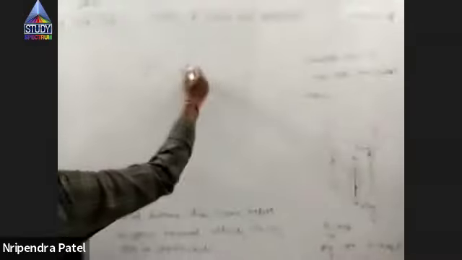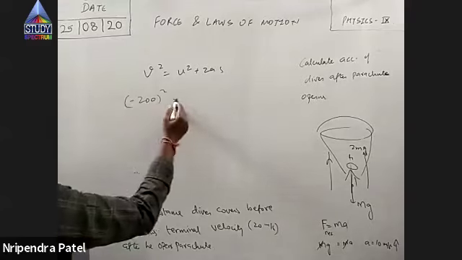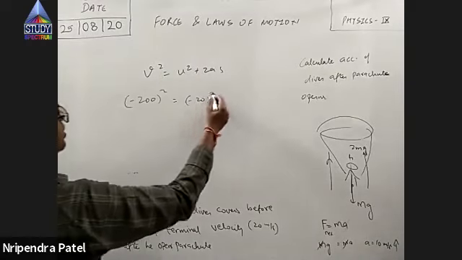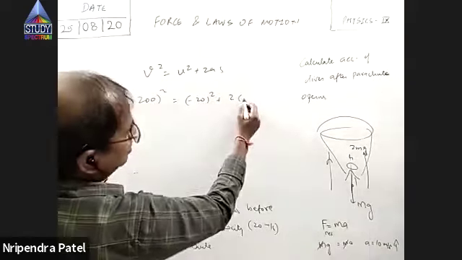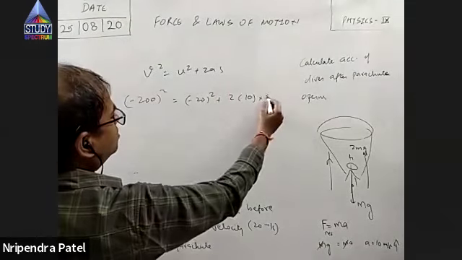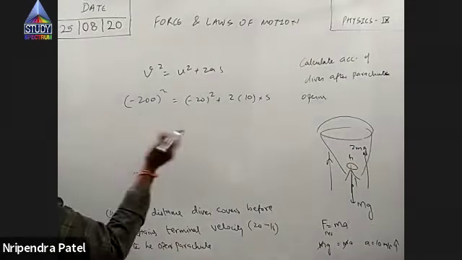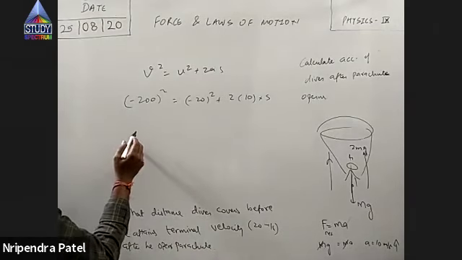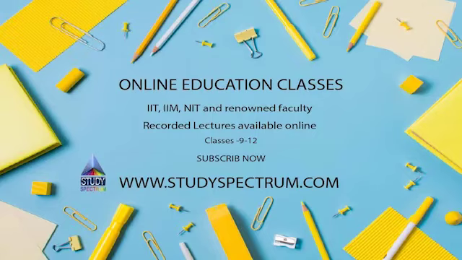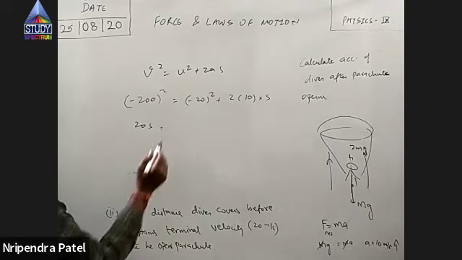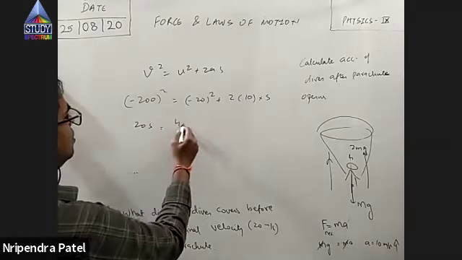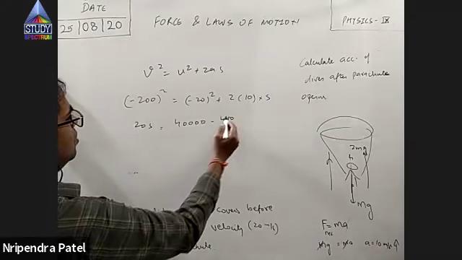So v square is equal to u square plus 2as is your answer, right? So initial velocity is minus 200, its square, final velocity minus 20, its square, and acceleration is 10 upwards, so plus 10. Displacement is what we have to find. Displacement is downwards. Minus 40,000. So 20s is equal to, this is 40,000 minus 400.